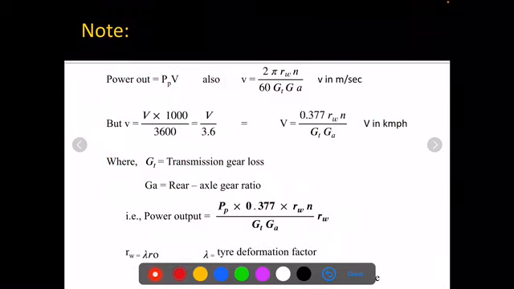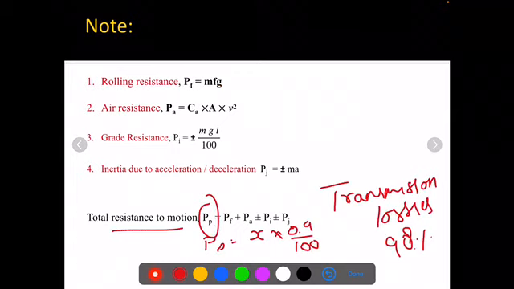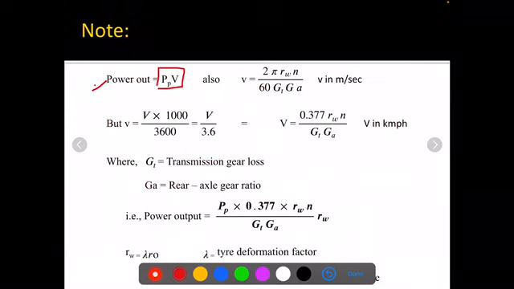Next, some notes with respect to how to calculate the power output required. What is the power required to resist all the forces on the moving vehicle? The power output can be calculated as Pp into V, where Pp is the total resistance to the motion, equal to the sum of all the resistances, and V is the speed of the vehicle, which can be calculated as 2 pi Rw n divided by 60 Gt Ga.